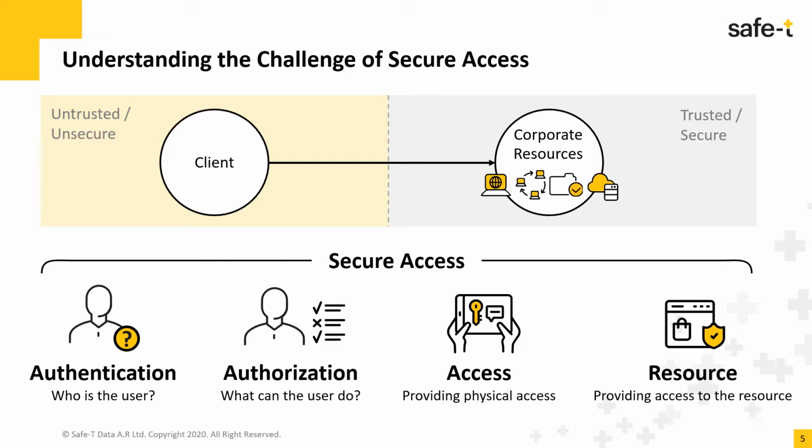Secure access is the term we use when we want to grant access from an unsecure or untrusted location to a secure and trusted one. In this figure, we can see the client in the untrusted location in yellow, and the corporate resources are in the trusted location in gray. Traditionally, the line separating these locations represents a firewall to create network separation. Secure access can be viewed as a process with four main components: authentication, who is the user; authorization, what can the user do; access, providing physical connectivity; and resource, providing access to the actual resource.